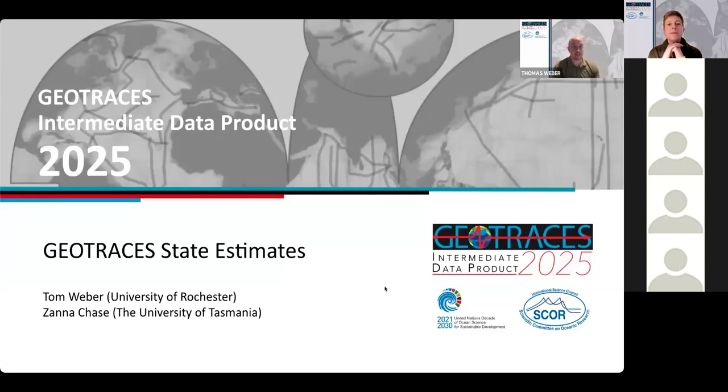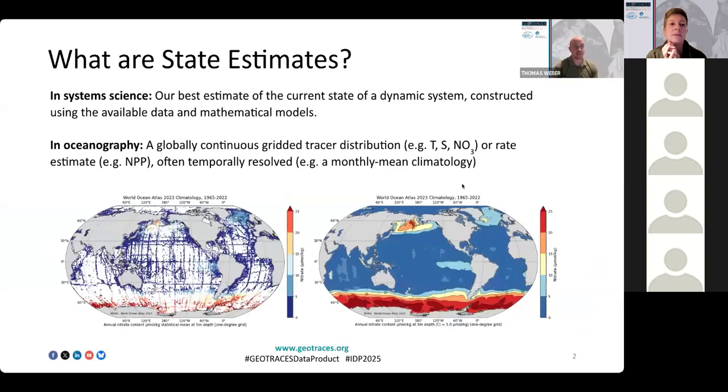As background, I'll start by defining a state estimate, which generically means our best estimate of the current state of a dynamic system, constructed from data and mathematical models. In ocean sciences, we often encounter these as globally continuous, gridded distributions of a tracer or a process rate, often temporally resolved as a monthly climatology. Familiar examples will be the World Ocean Atlas climatology for hydrography and nutrients, which is constructed from interpolation of discrete data, and net primary production climatologies from remote sensing.